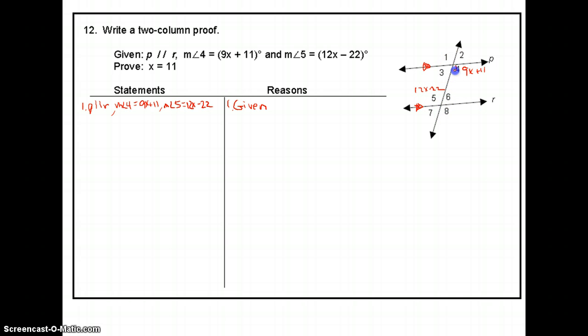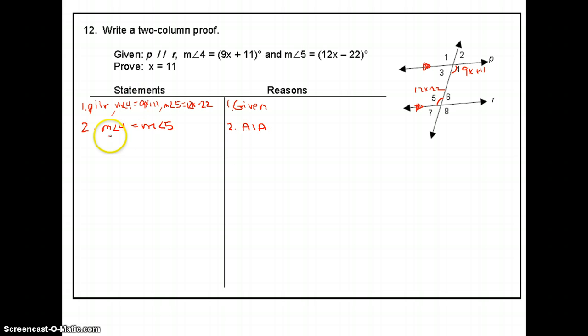Okay, we've got parallel lines. These angles are a special kind of angle, they're alternate interior angles. And if the lines are parallel, we know that alternate interior angles are congruent. So we would put here for number 2, the measure of angle 4 is equal to the measure of angle 5. And we can say that because they are alternate interior angles.